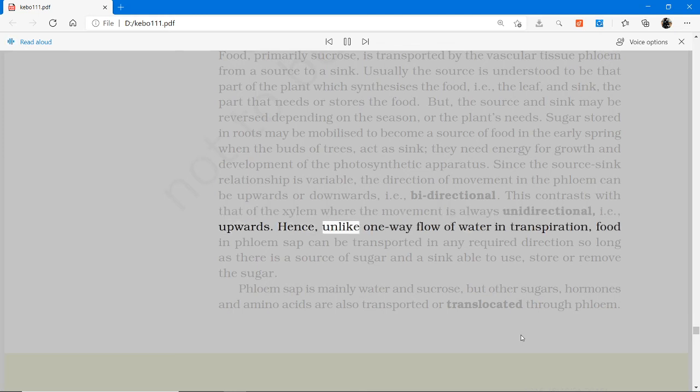Hence, unlike one-way flow of water in transpiration, food in phloem sap can be transported in any required direction so long as there is a source of sugar and a sink able to use, store or remove the sugar. Phloem sap is mainly water and sucrose, but other sugars, hormones, and amino acids are also transported or translocated through phloem.